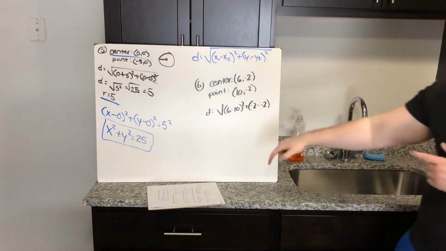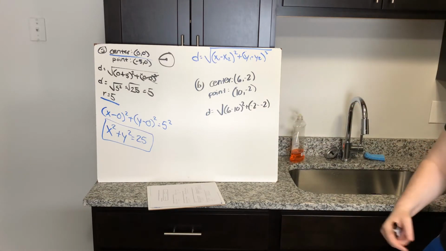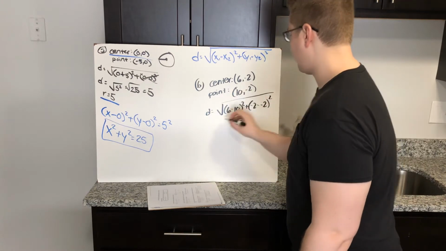This is a common mistake I see. If you do -2 minus -2, sometimes you put -4. That is not correct. I'll show you why in a second.